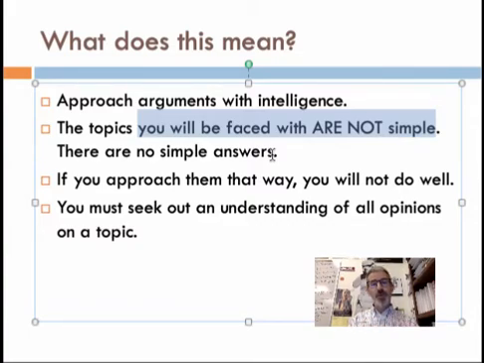So if you can approach your writing this trimester and your thinking that particular way, that we're looking at very complex issues, and there are lots of people who have different ways of looking at these things, and those opposing arguments are legitimate as well. I might disagree with them, but they are still legitimate. If you can approach arguments that way, you're going to do pretty well. Okay, so our goal is to, as it says here, seek out an understanding of all opinions on whatever topic we're looking at. This is a life skill, not just trimester 2 AP Lang 2019.